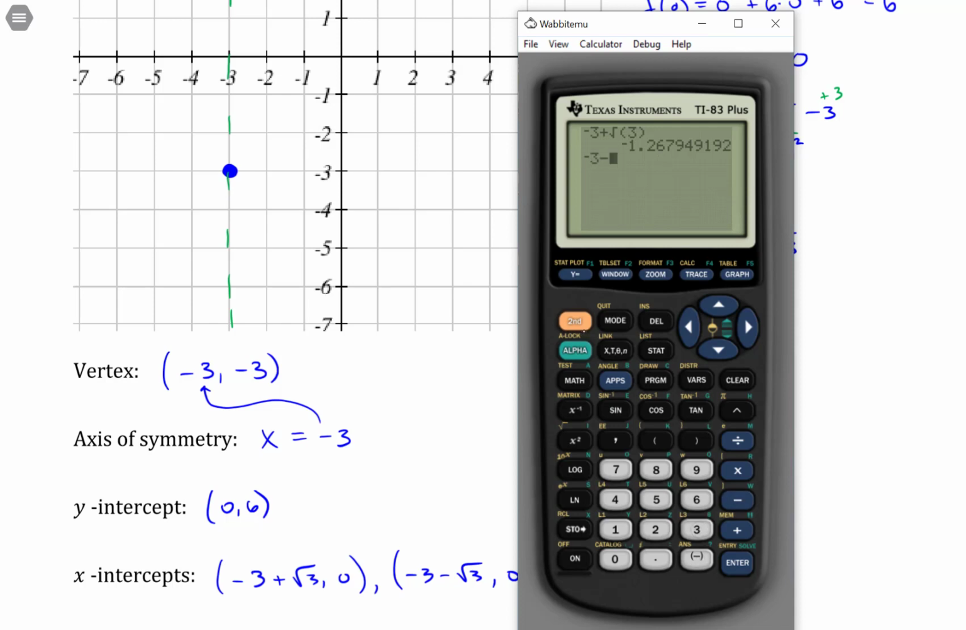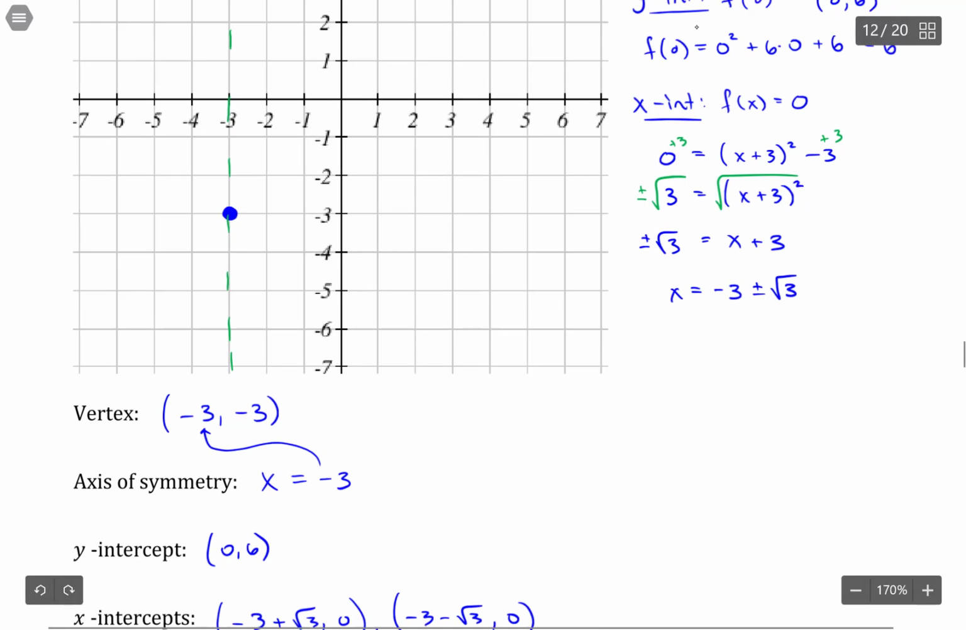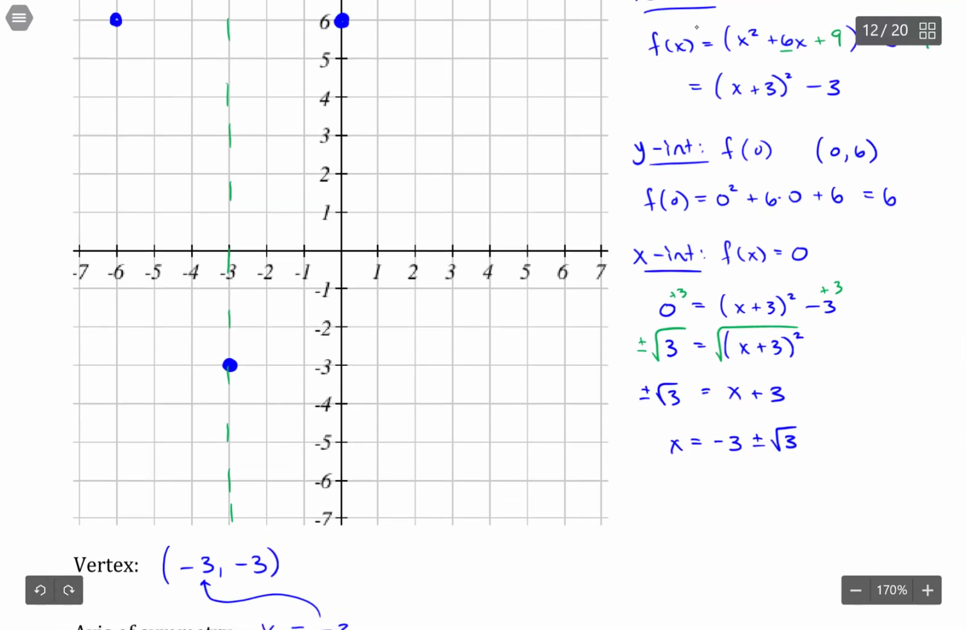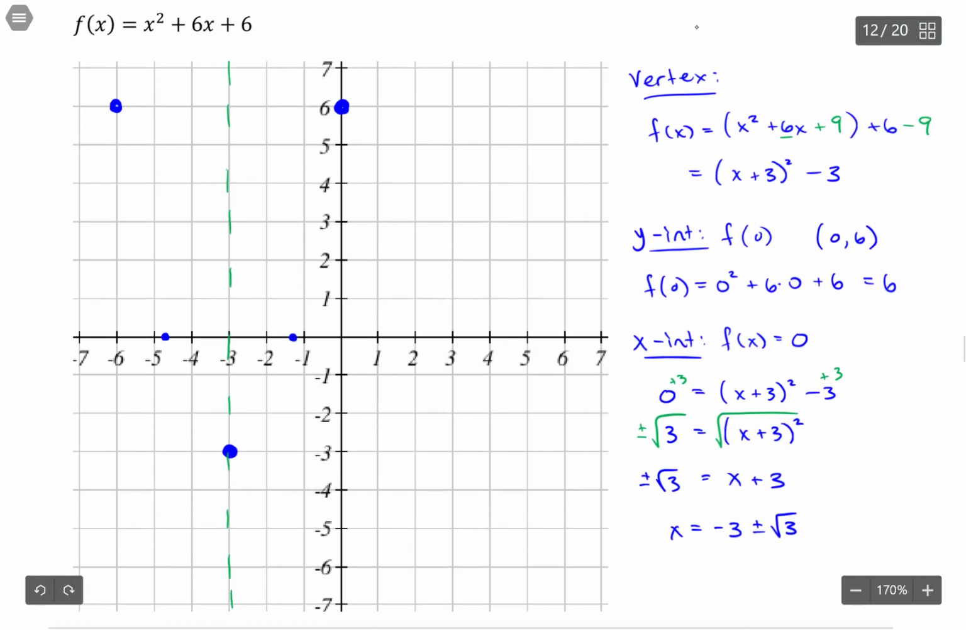The other is -3 minus the square root, so second and the square key, and that gives me -4.7. So -1.3 would be about right there, and -4.7 might be about right there. So now we've got a few different points to sketch in the graph of our parabola. It should look something pretty similar to this right here.